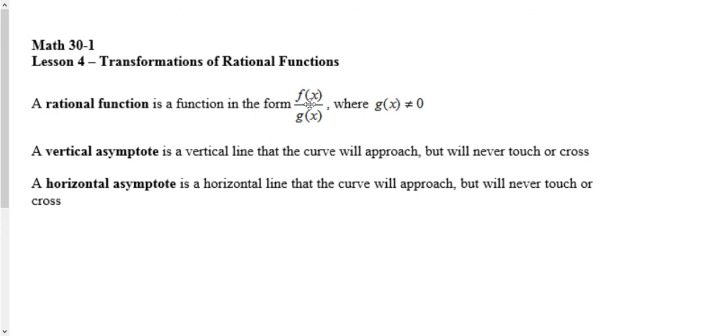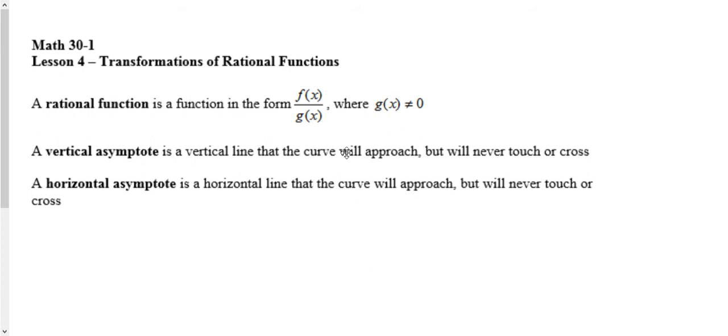In this case, we're going to be using two different functions or sometimes two of the same functions. It's something f of x over g of x, where g of x can never equal 0. Because we have a rational function, we have to add on two new keywords. The first keyword here is called vertical asymptote.